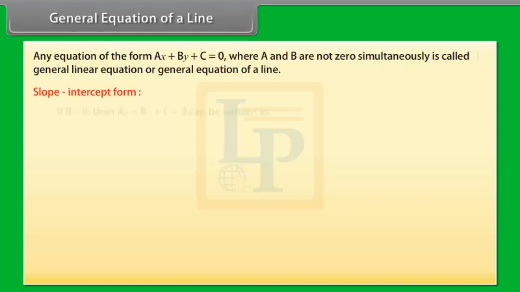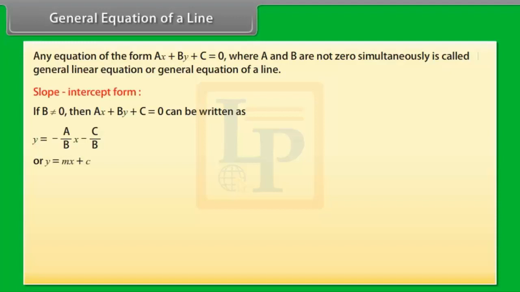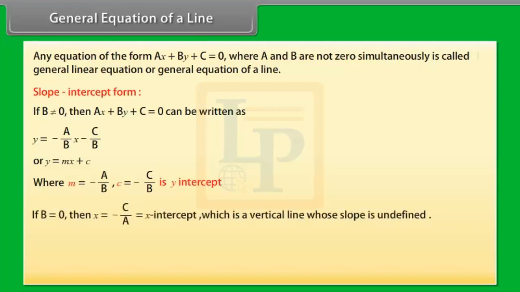Slope-intercept form. If b is not equal to 0, then ax + by + c = 0 can be written as y = -ax/b - c/b, or y = mx + c, where m = -a/b is the slope, and c = -c/b is the y-intercept. If b is equal to 0, then x = -c/a, which is a vertical line whose slope is undefined.